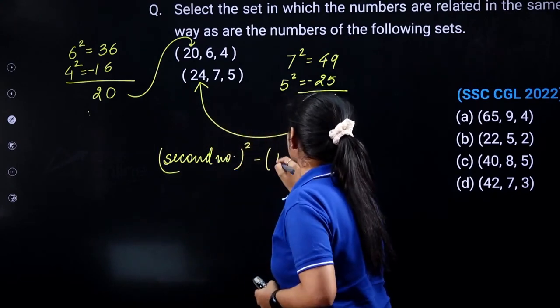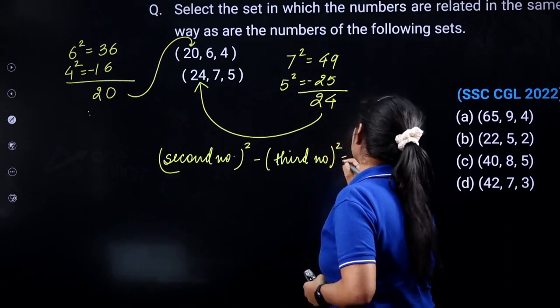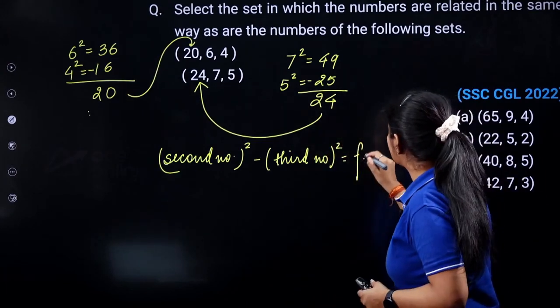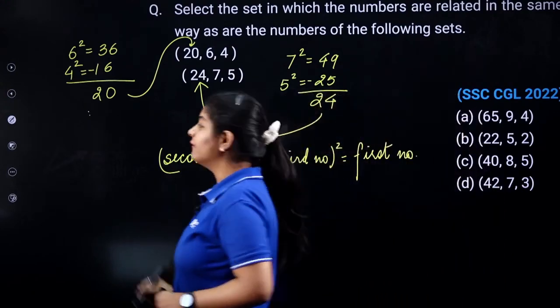We need to subtract the square of third number from it. And ultimately what we are getting? We are getting our first number.